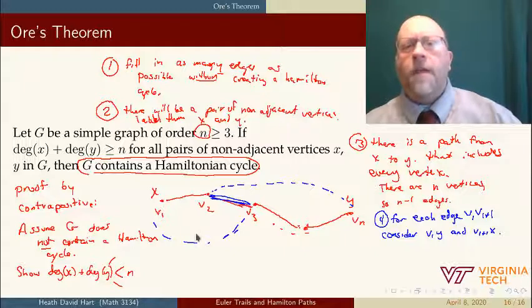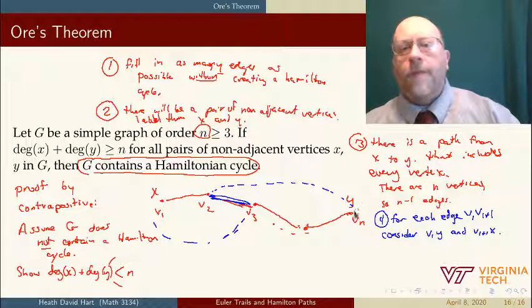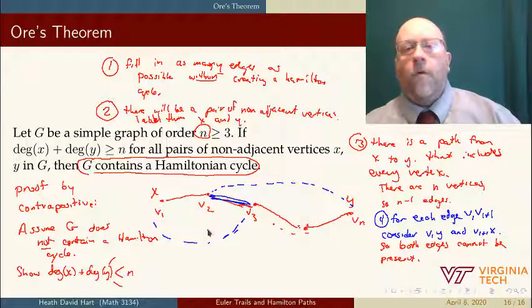Because if they both did exist, we would have a Hamilton cycle, because I could go from x to v2, then over to y, then back to v3, and then back over to x. And that would be a cycle. So both edges cannot be present. So one of these edges has to not exist.